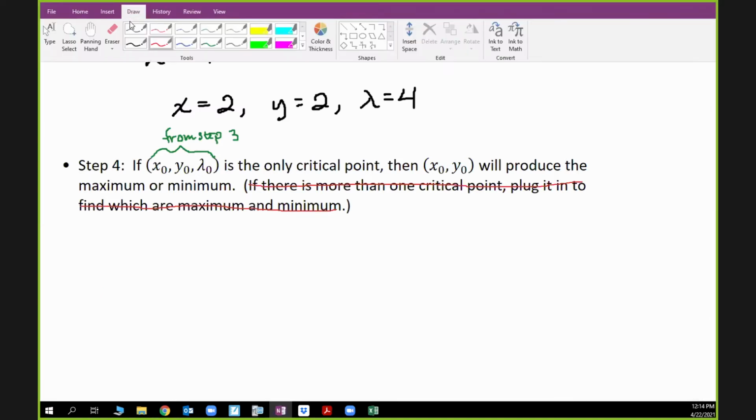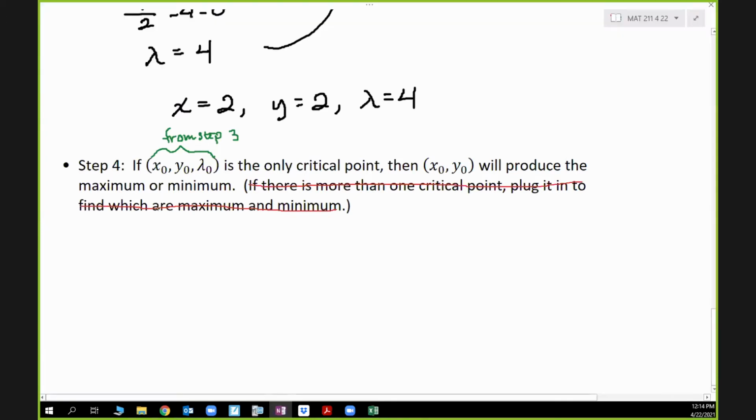So what this is saying is, in step 3, we found x equals 2 and y equals 2.